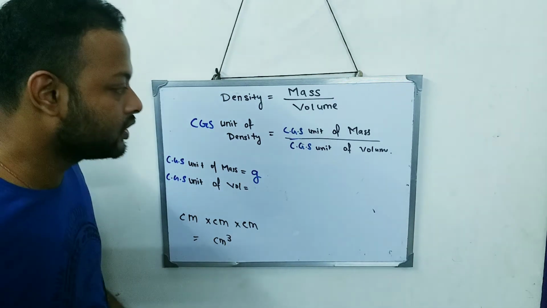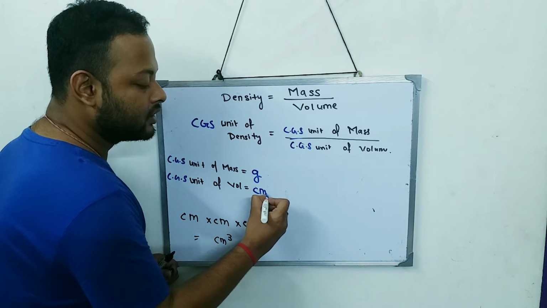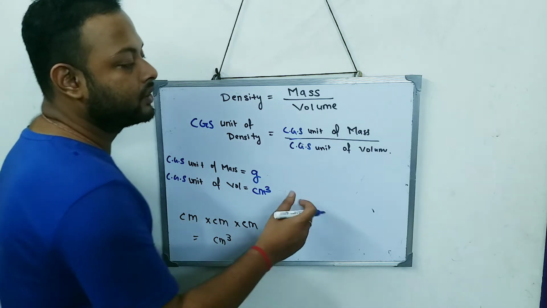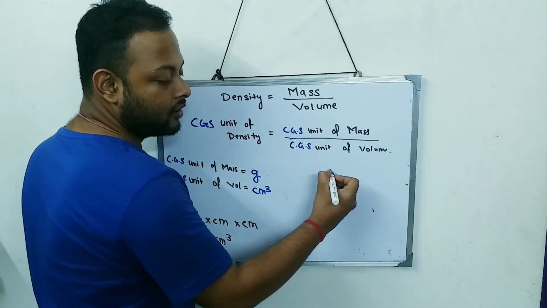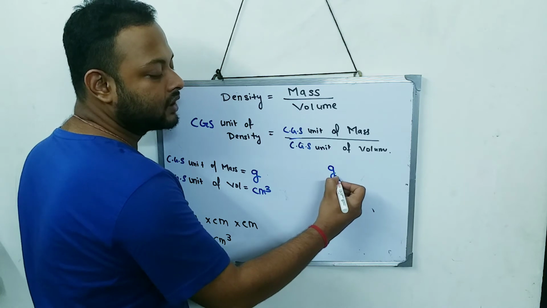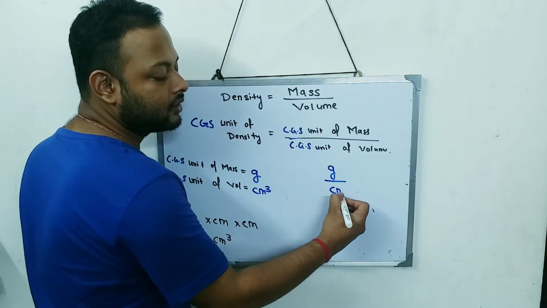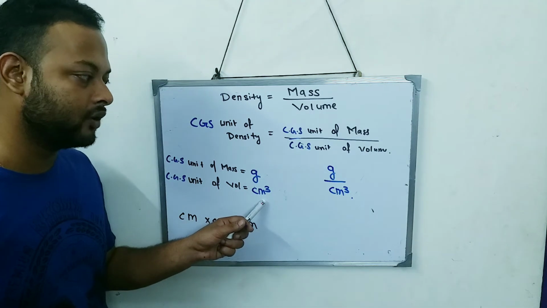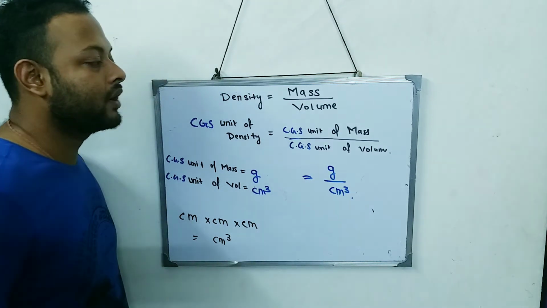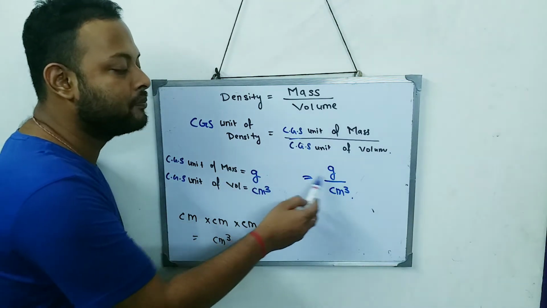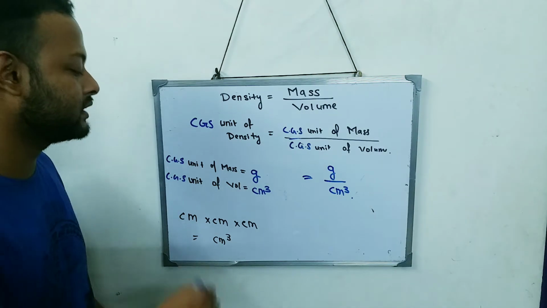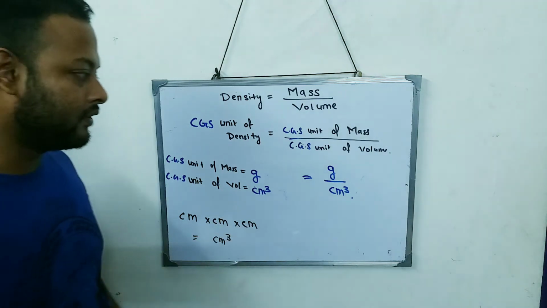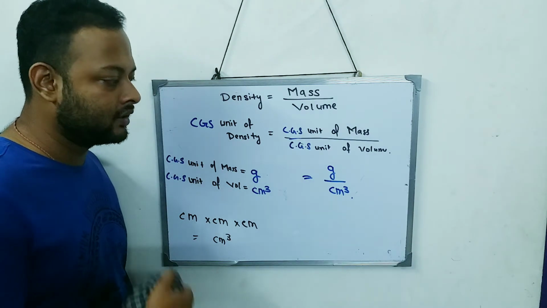CGS unit of volume is centimeter cube. And as we know, CGS unit of volume is centimeter cube, then we put this value over here. So what is the CGS unit of density? It is gram per centimeter cube. If I put these values, what I get is the CGS unit of density is gram per centimeter cube. I hope you understood this part. If you have a doubt, you can watch the video once more and things will get clarified.